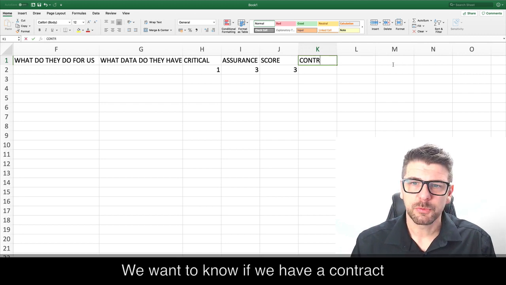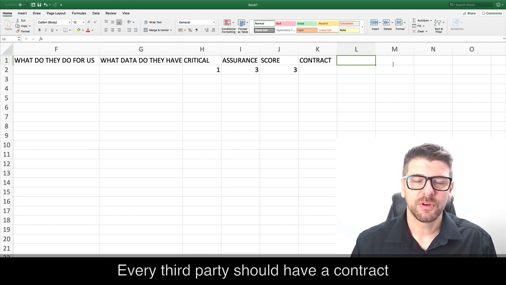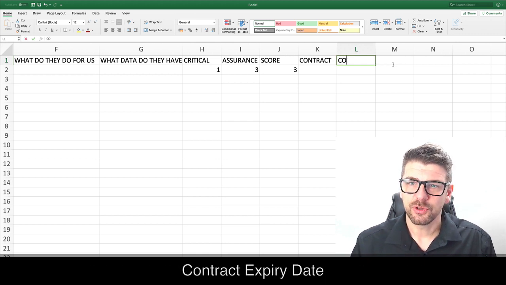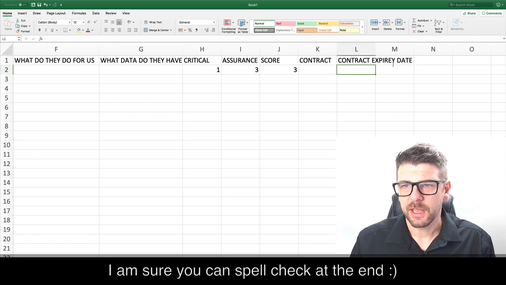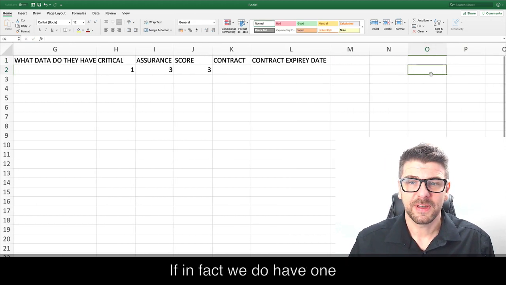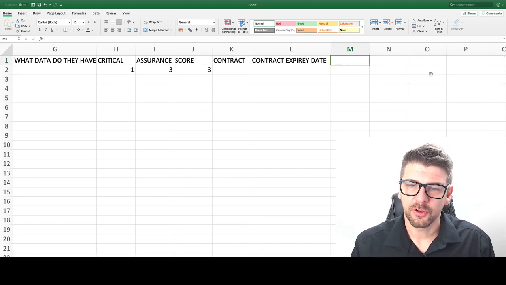The next field we're going to want to know is, do we have a contract with them? That's going to be a yes, no. Ideally, and definitely, every third party should have a contract, but you want to know, do you have a copy of that contract? You want to know the contract expiry date. I'm sure you can spell check this at the end. So when does that contract expire? If in fact we do have one, again we're going to want to follow that.